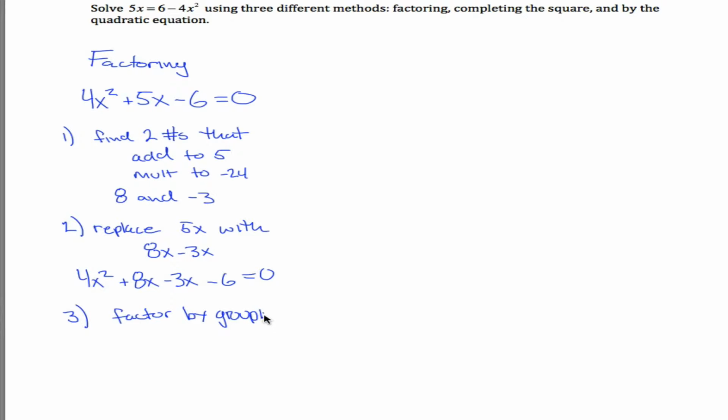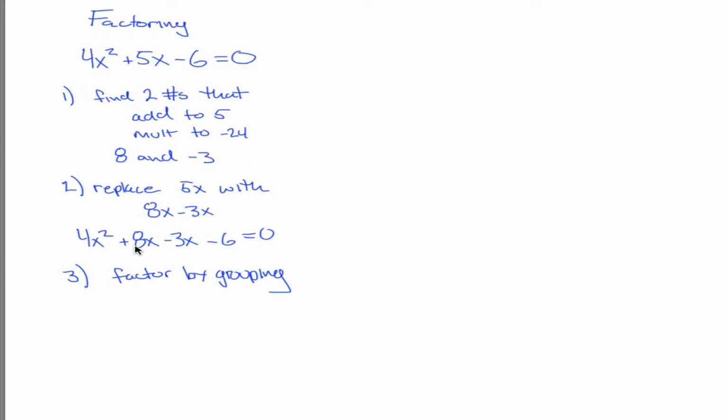The way you factor by grouping is you group your terms. The first 2 terms I'll think of as my first group, that 4x squared and 8x. My next group will be this negative 3x minus 6. What I want to do is factor out the greatest common factor from the first 2 terms. These both have a 4 in common, but they also have an x. So I could pull out a 4x, and then from here I'd be left with an x, and from here I'd be left with a 2.